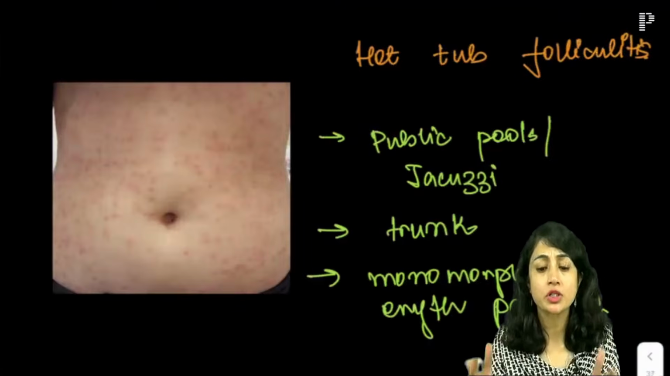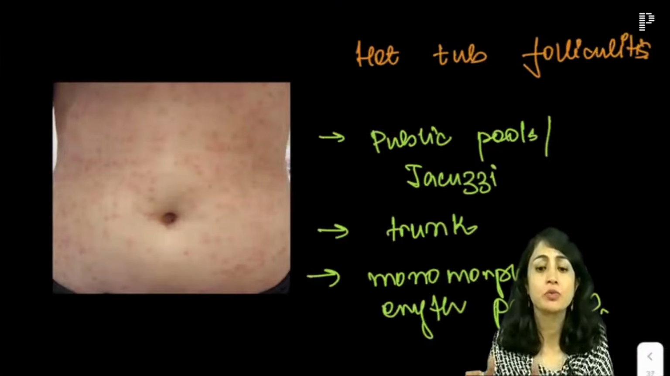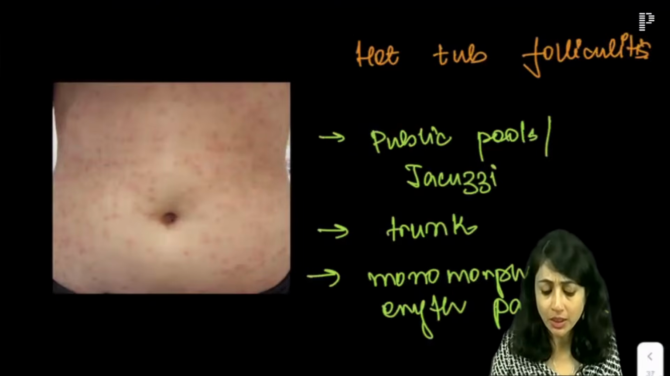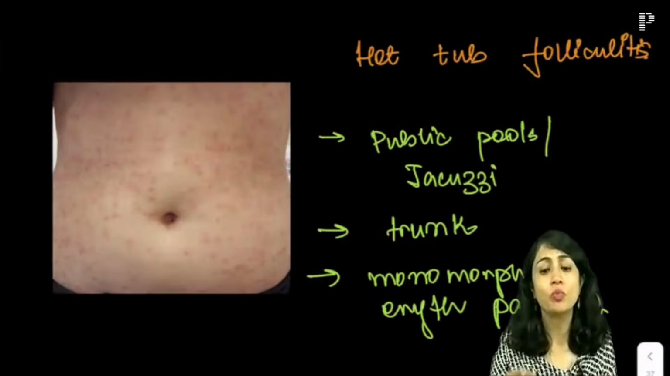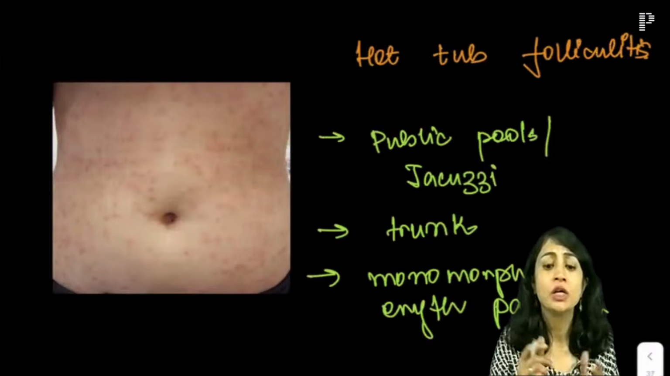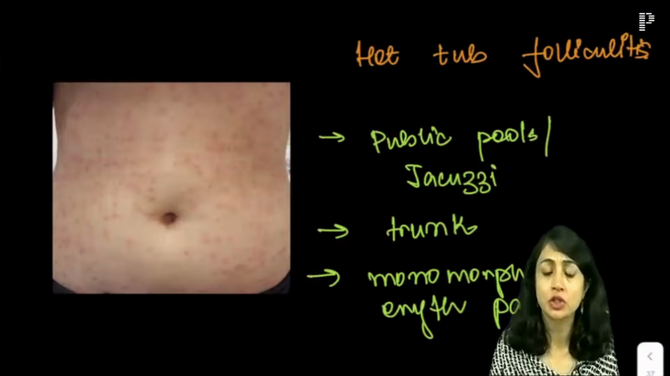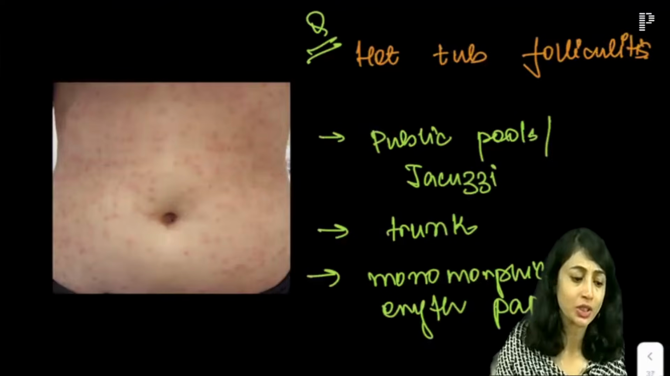So this is hot tub folliculitis. Hot tub because it typically happens after bathing in public pools, jacuzzis, or they went to a resort or somewhere. And then typically, just like folliculitis, you get monomorphic erythematous papules, which are present all over the trunk. So this is hot tub folliculitis and it is caused by Pseudomonas. Another question that has been asked.